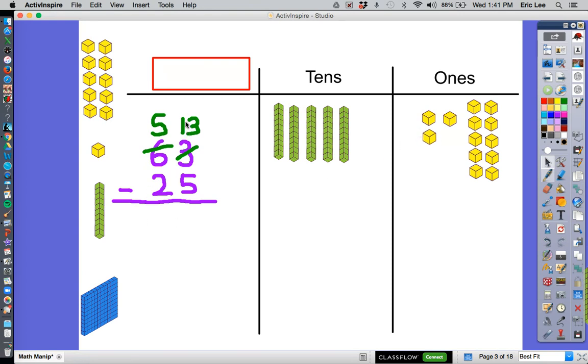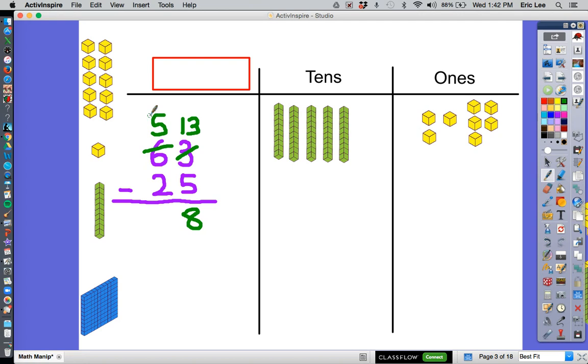So now I have 13 ones and I'm going to subtract 5. I can totally do that. I've got 13 and let's take 5 away. So 13 minus 1, minus 2, minus 3, minus 4, minus 5. So 13 minus 5 equals, what's left? 1, 2, 3, 4, 5, 6, 7, 8. 13 minus 5 equals 8. So in my ones column, I've got 8.